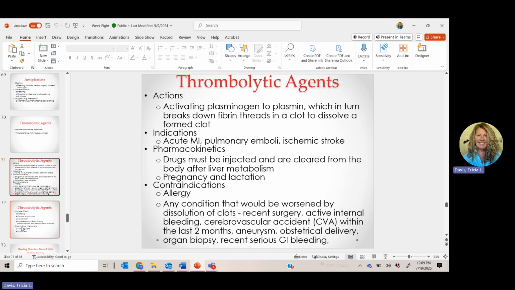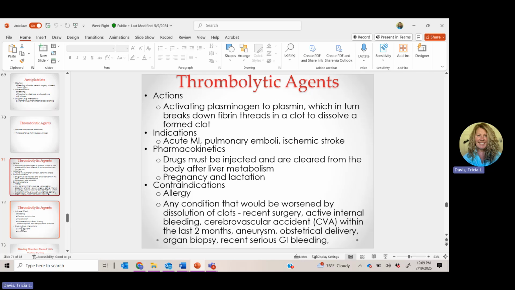When would we not want to give these? Very, very important. We would not want to give if you've had any recent surgery. So big protocols around this. If you've had surgery in the last 3 months and you come in and you're having an ischemic stroke, you cannot get TPA. If you have any active internal bleeding and you come in and you're having a stroke, no TPA, you're not a candidate.